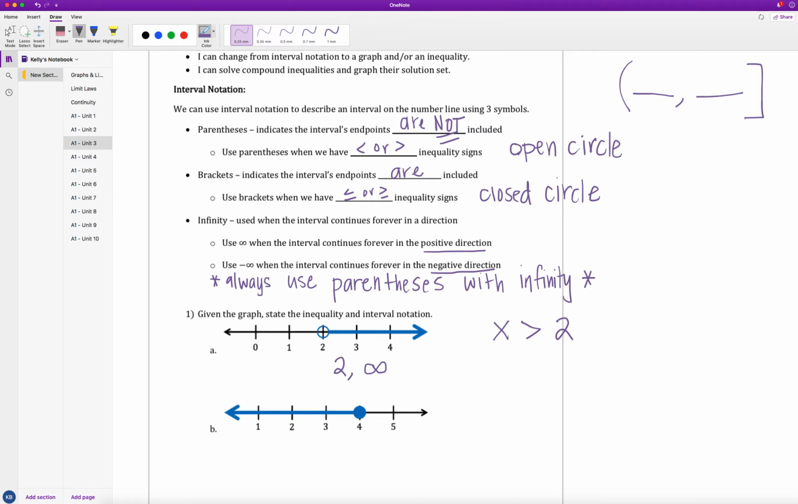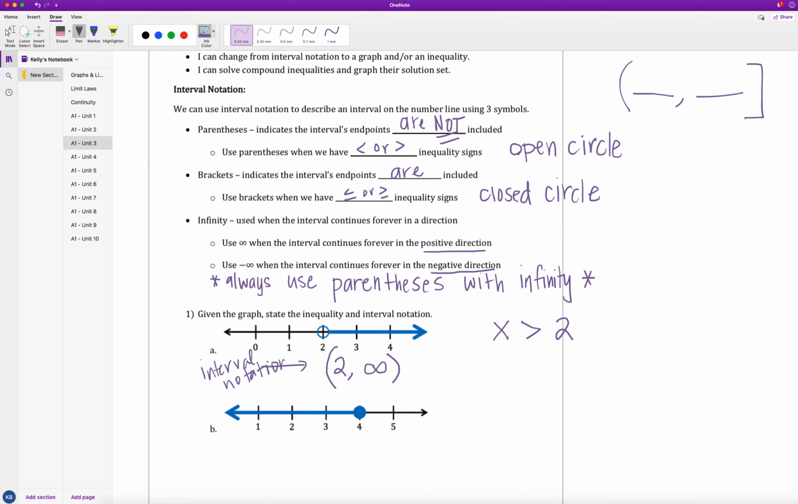On the left-hand side at 2, what I want to pay attention to is whether this is an open or a closed circle. This is an open circle, so I would put a parenthesis here because I am not including the endpoint, which is also why in our inequality we had x is greater than 2. On the right side, for infinity, we always put a parenthesis because we are never technically including it. So this right here would be our interval notation.